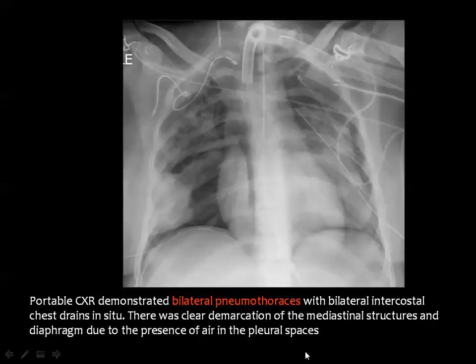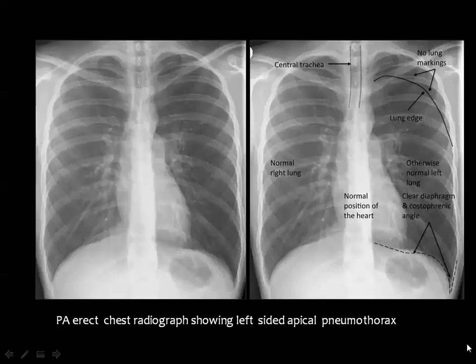signs I will mention. Here you can see there are bilateral opacities in the lung, but if you look carefully, you can see some air tracking along the mediastinal border, and you can see the clear definition of the diaphragmatic cupulae on both sides, which is an indication of the presence of bilateral pneumothorax.